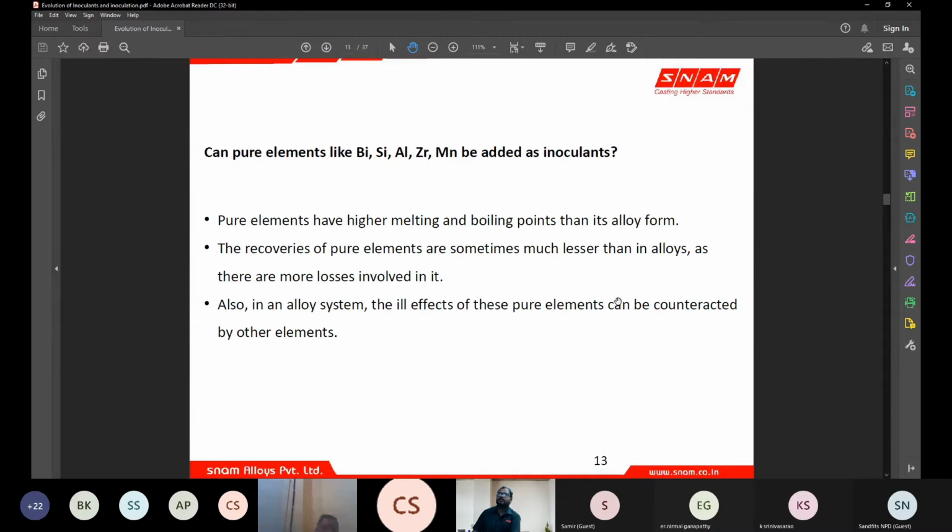So we all know that alloying generally brings down the melting point of the material. Pure elements have a comparatively higher melting point and boiling point than their alloy form, generally, not all, but generally. And the recoveries of pure elements are sometimes lesser, because when we talk of oxidizing elements, if it is in the purer form, the elements start getting oxidized more, or the loss due to oxidation will be more.